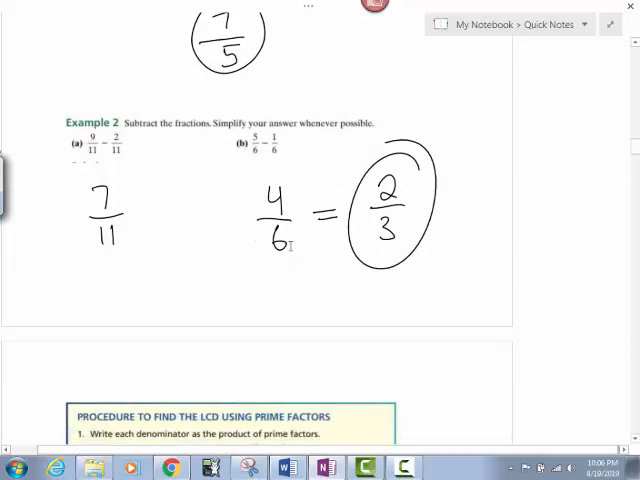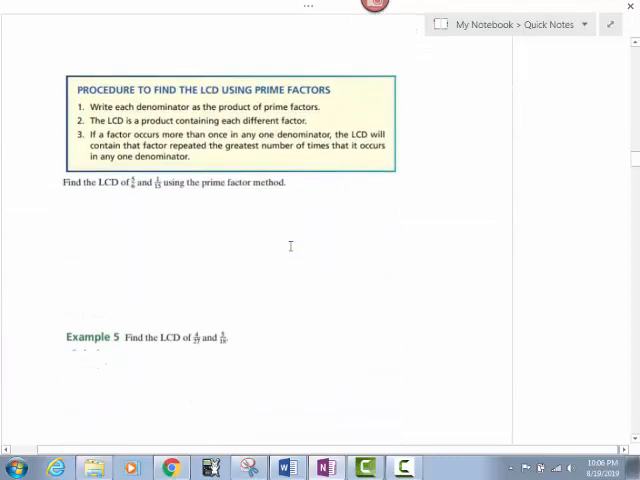Okay. So now, it says procedure to find the LCD using prime factors. So we're going to talk about how do we find the common denominator using the prime factor method. The first problem I'm going to show you, I'm actually not going to use the prime factor method. I'm going to use a method I actually think is a little bit easier. And I mentioned this before in section 0.1 about using our multiplication table.